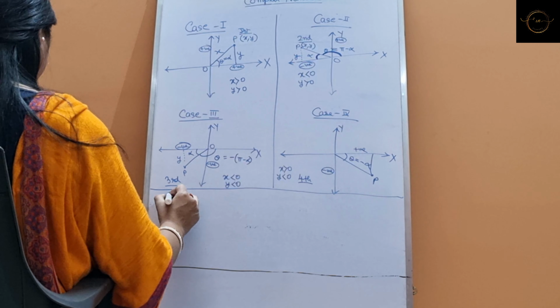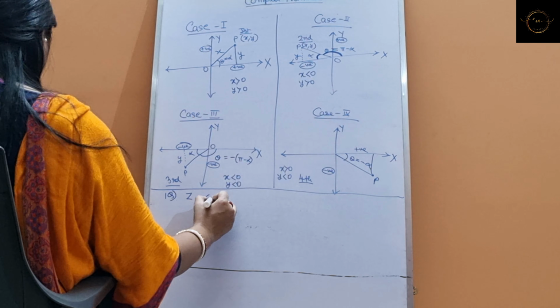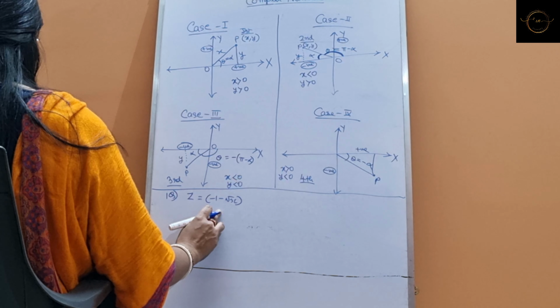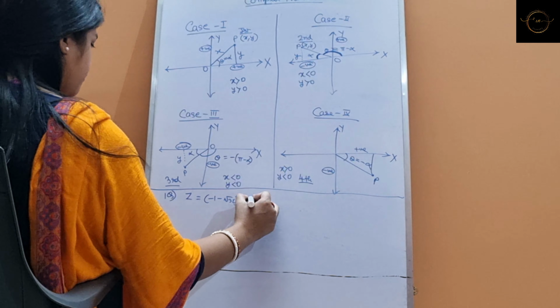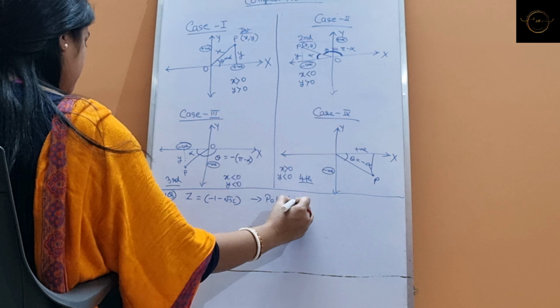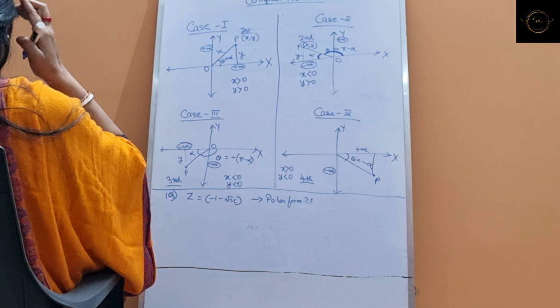Coming to the first sum, given that z is equal to minus 1 minus root 3 i, you have to find out the polar form of this complex number.